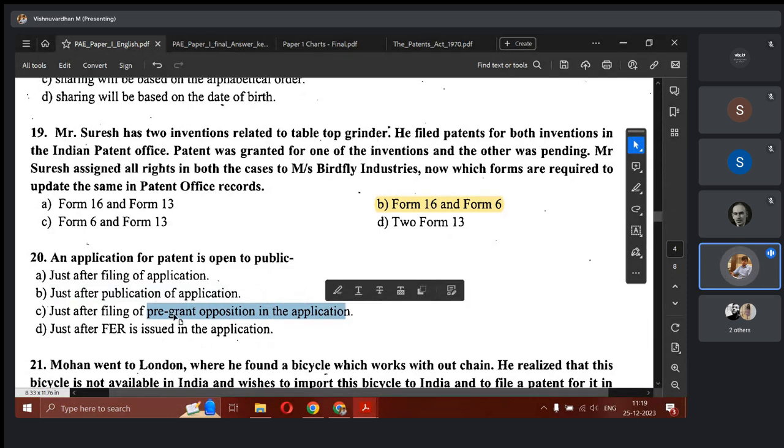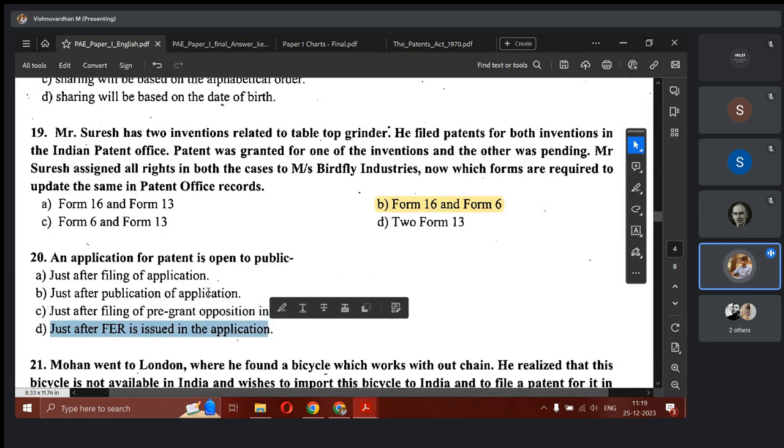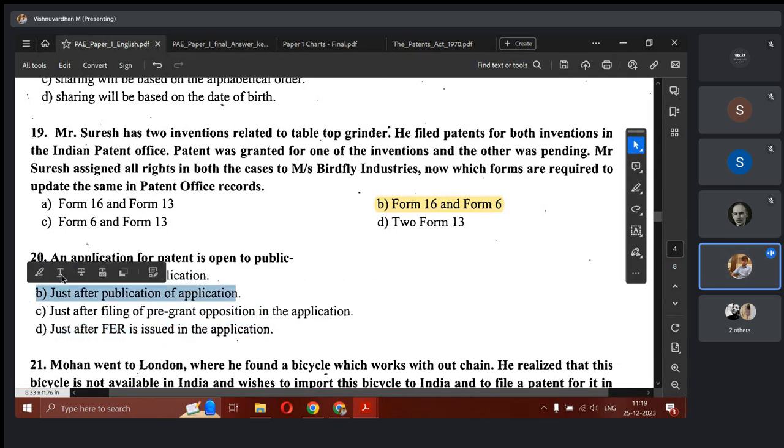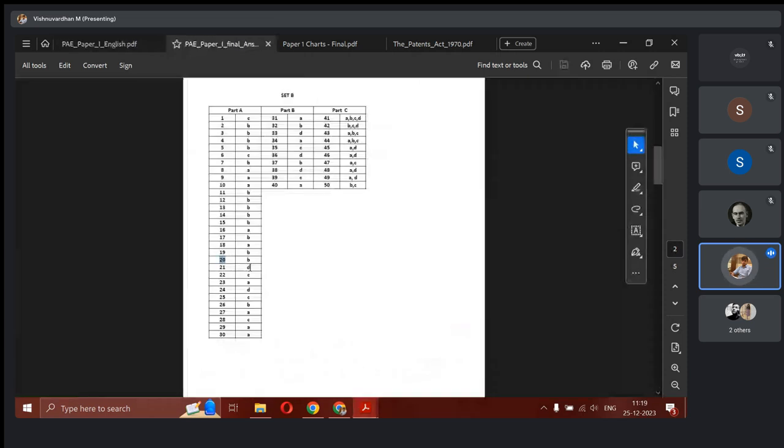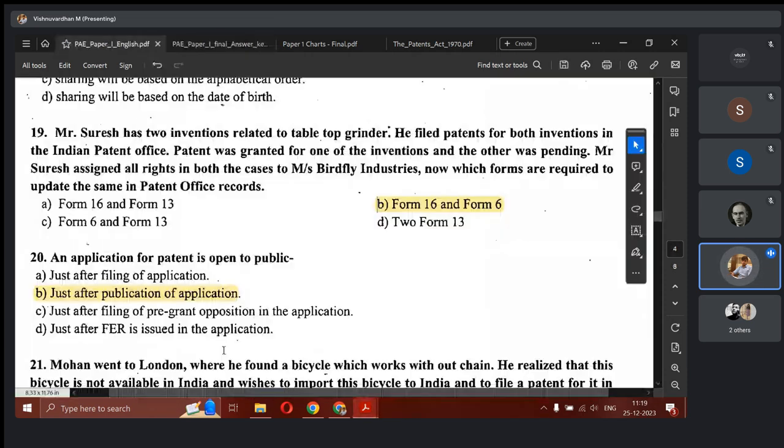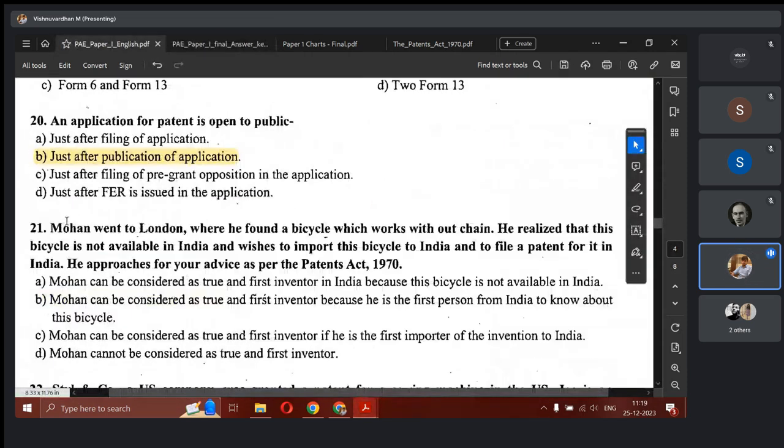It has to be published for you to even know about it, for you to file the pre-grant opposition. And lastly, just after the FER is issued, no. The answer is B. Question 20 is B. So are we right? 20B. Cool. So we have got 4 wrong answers. Let's keep track of that. 5 wrong answers, right? So we have lost 10 marks already.